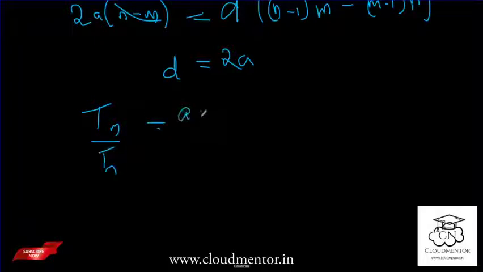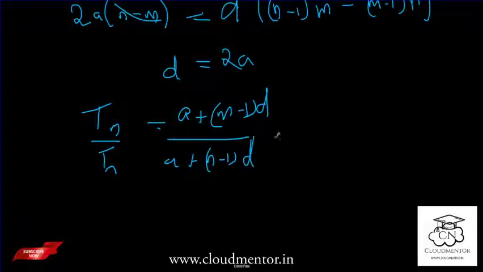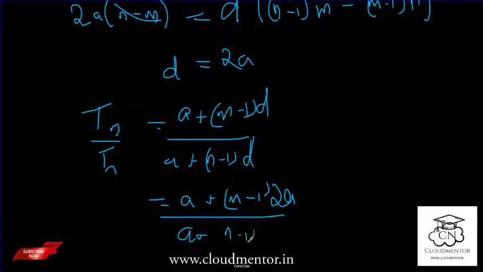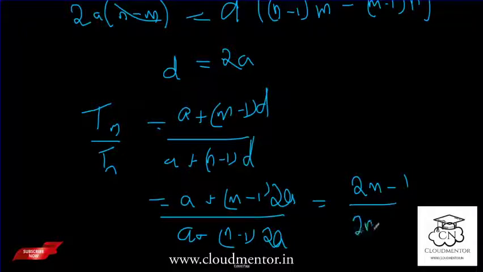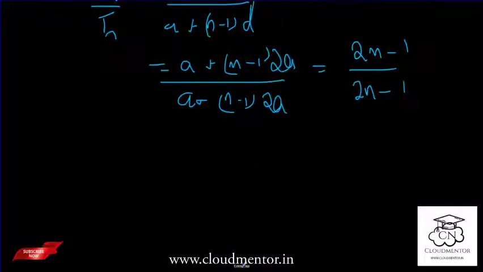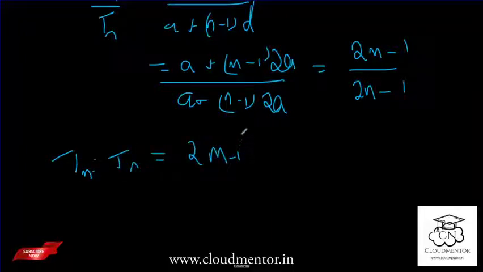So that is equal to a plus m minus 1 into d divided by a plus n minus 1 into d, right? Yes. So here instead of d we can give the value, that is 2a, so a plus m minus 1 of 2a divided by a plus n minus 1 of 2a. So multiplying, that is 2am minus 2a, and here a plus 2an minus 2a, so cancelling out, we get 2m minus 1 by 2n minus 1. Right? Yes. So tm is to tn is equal to 2m minus 1 is to 2n minus 1. So that must be the answer.